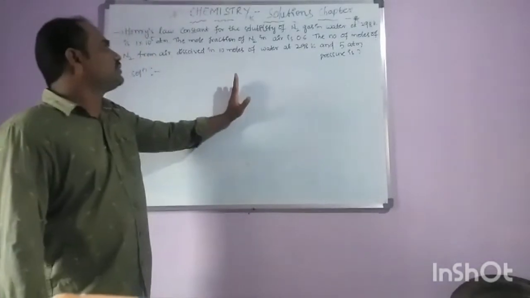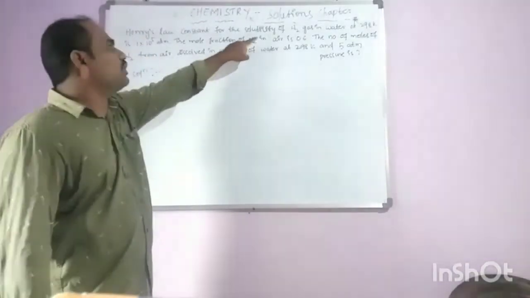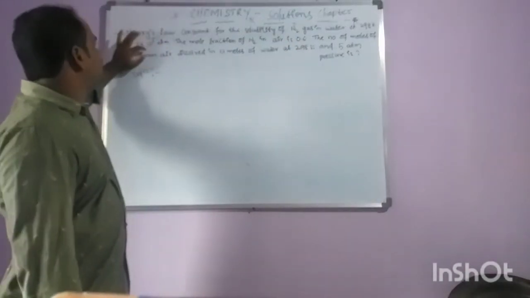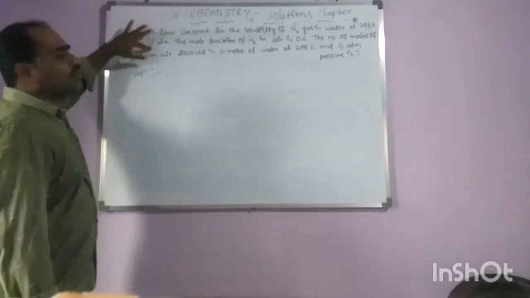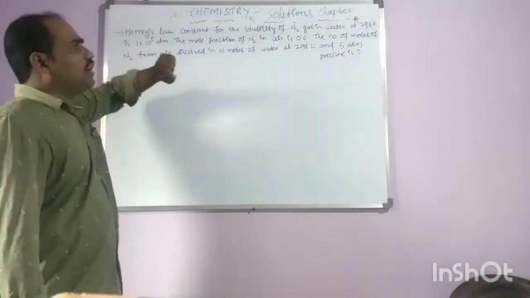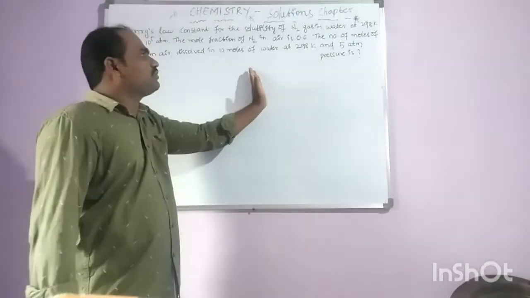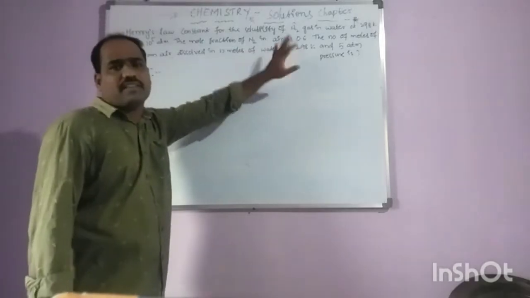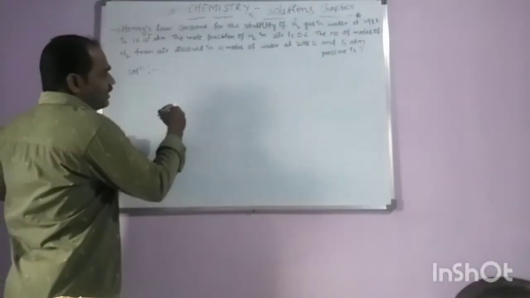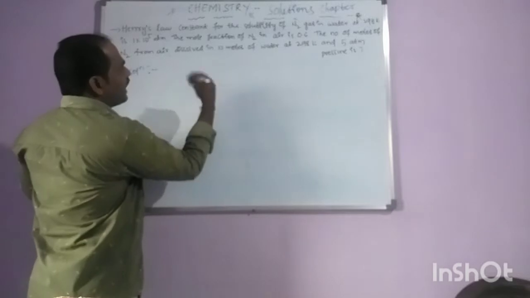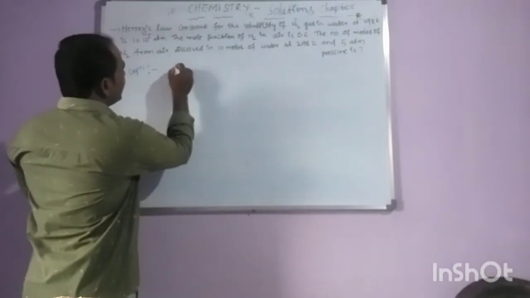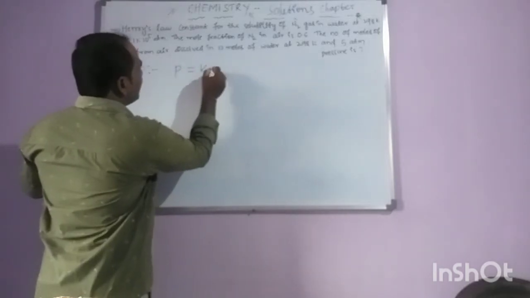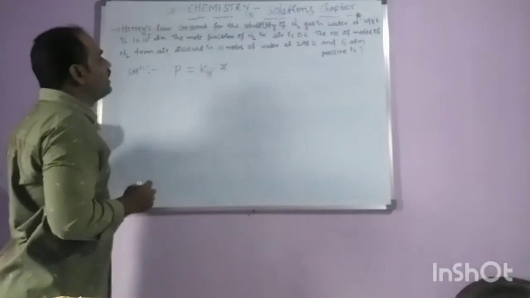In this problem, the mole fraction of N2 in air is given, that is 0.6, and the Henry's law constant is given, that is 1 into 10 to the power of 5 atmosphere. We are asked for the number of moles of N2 from the air dissolved in 10 moles of water. The formula, according to Henry's law: partial pressure of the gas P is equal to Henry's law constant into mole fraction of the gas.